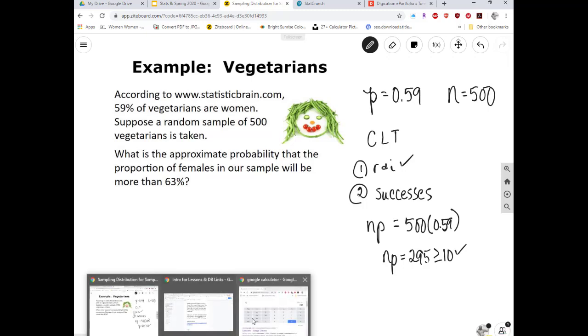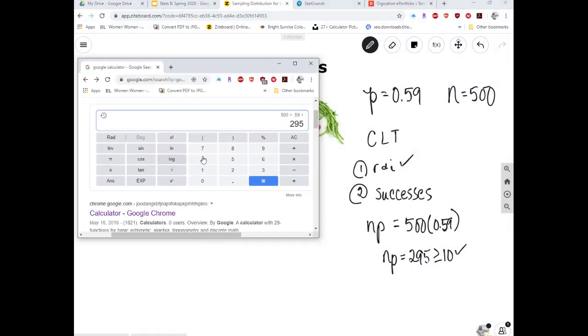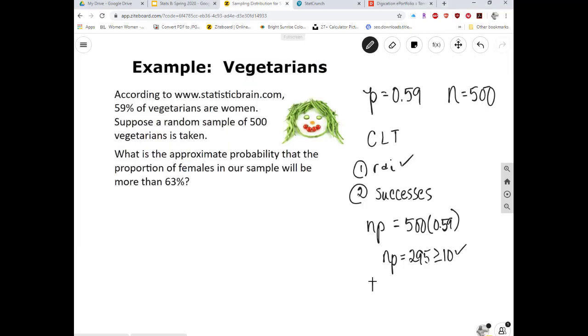If 295 are successes, then the difference has to be my failures, right? So I've got 500 minus 295, and I get 205. That's my sample size times one minus the proportion, so it's really just everything else, 205. And 205 is greater than or equal to 10, so that checks out too.